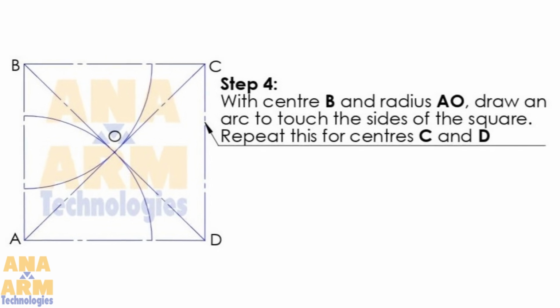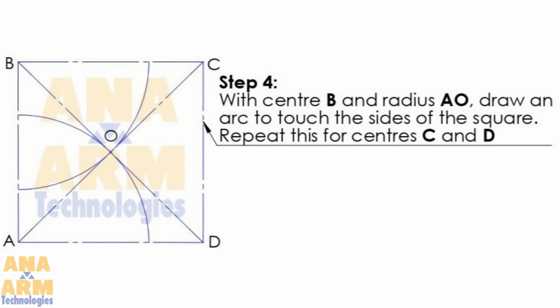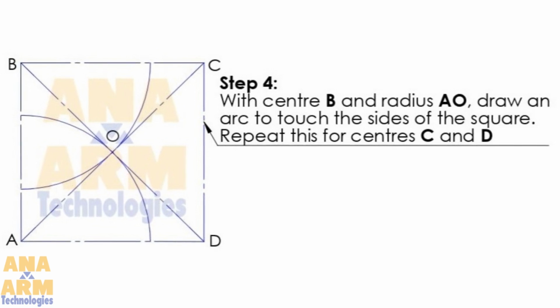Step 4. With center B and radius AO, draw a second arc to touch the sides of the square, that is sides AB and BC. Then repeat this for center C and D using the same arc.